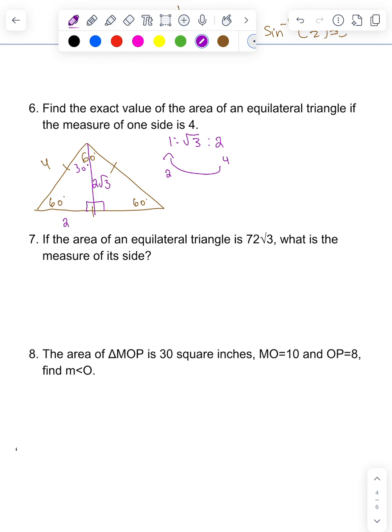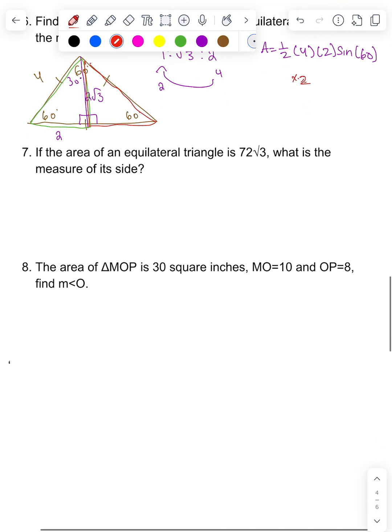So, 1/2 times 2 times 4 times sine of 60. Now for this one, that's the area of one of these 30, 60, 90 triangles. But the equilateral triangle is made up of 2 of these. So when you get your answer, you are going to have to multiply by 2. So whatever you get as your answer, just multiply it by 2 afterwards. And that would be the full area of the equilateral triangle. Or you could just edit your formula not to have the 1/2. And that works as well.